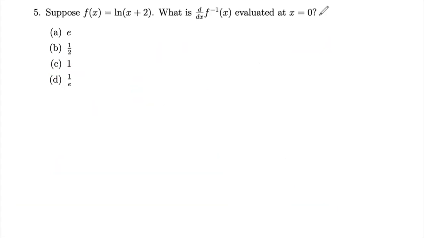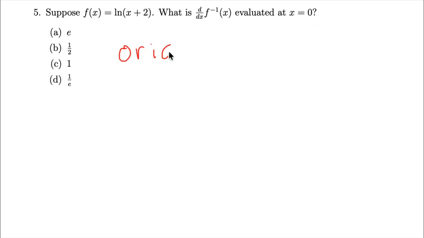Okay, so number 5 says, suppose f of x equals the natural log of x plus 2. What is the derivative of the inverse function evaluated at x equals 0? So again, the most important point here is to actually understand what the question is saying. Basically, we are looking for the slope of the inverse function when the inverse's input is 0.